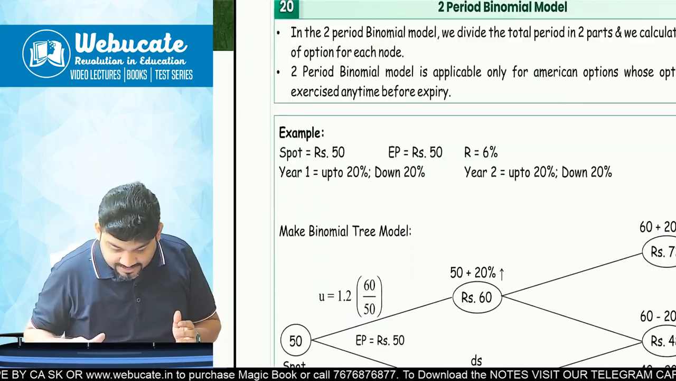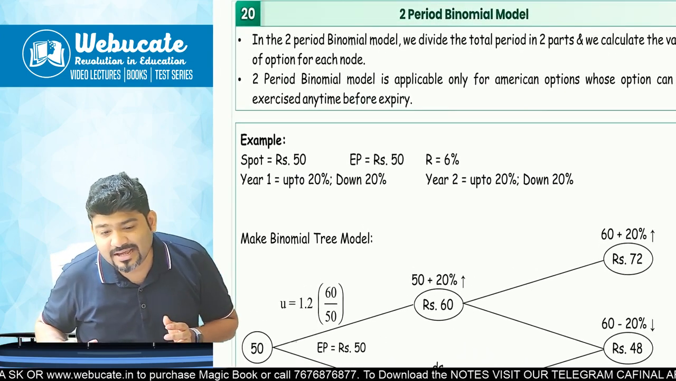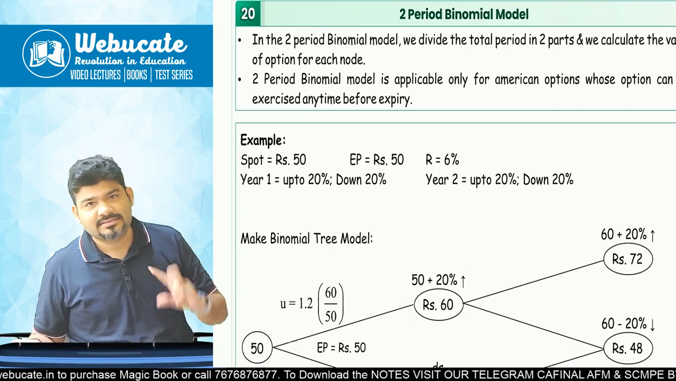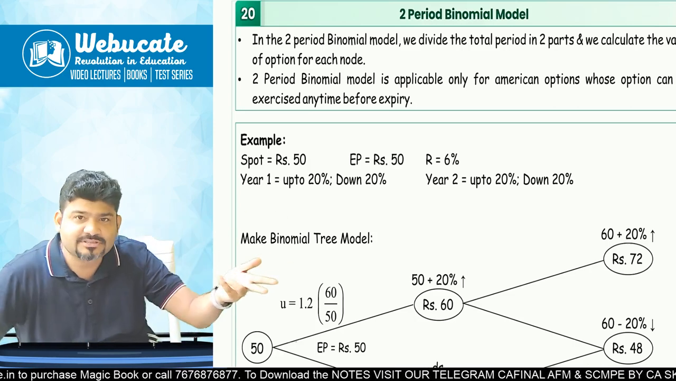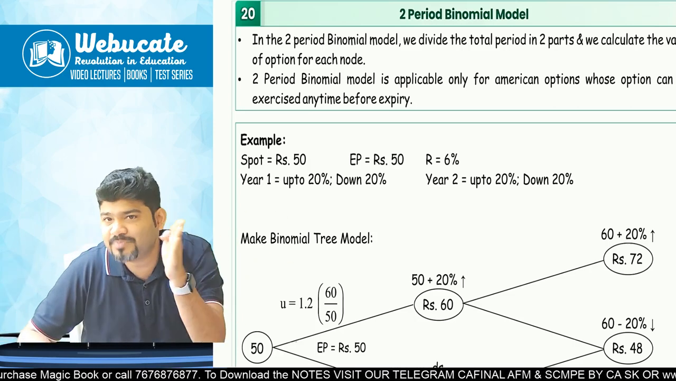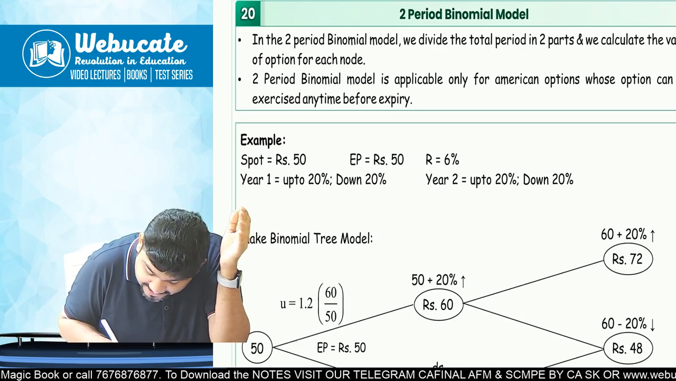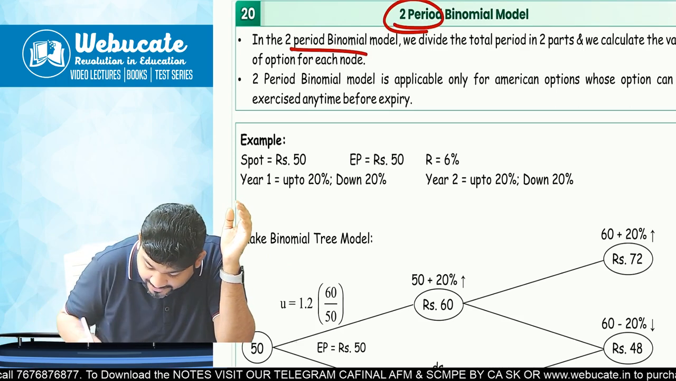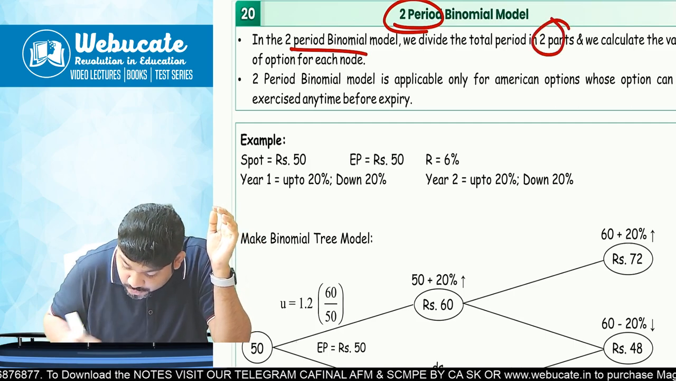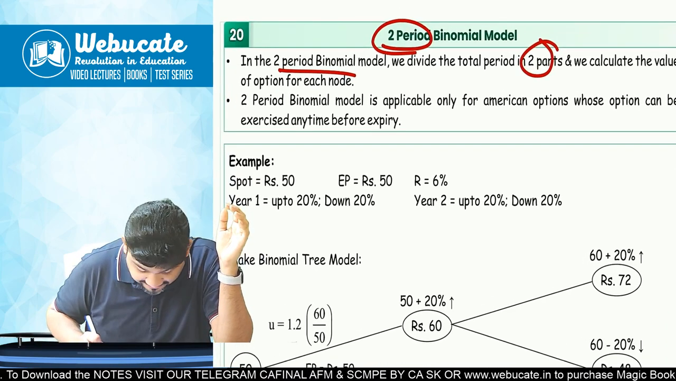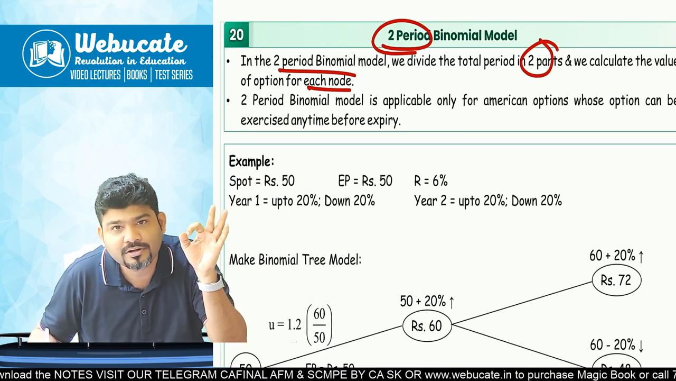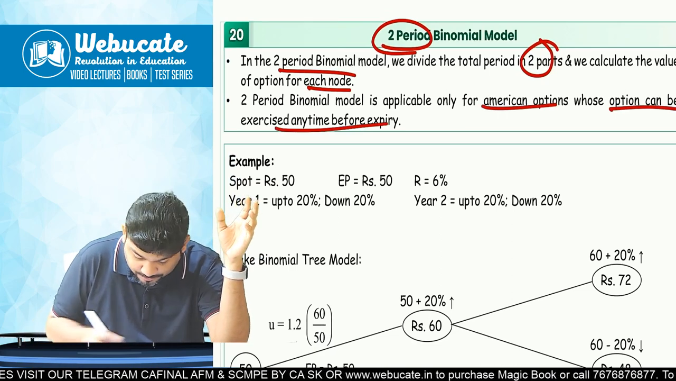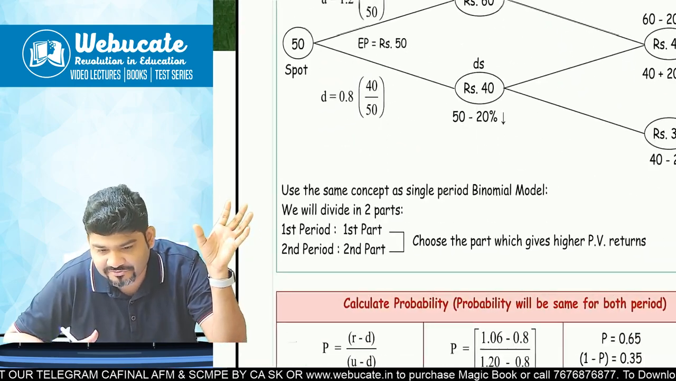Done. Then there is something called a two-period binomial. Almost on the same lines. Just that you will have to do the same process twice. One is binomial. Then there is two-period binomial. So doing the same process twice. In the two-period binomial, we divide the total period into two parts, and we calculate the value of option for each node. Two-period binomial model is applicable only for American options, whose option can be exercised anytime before expiry.